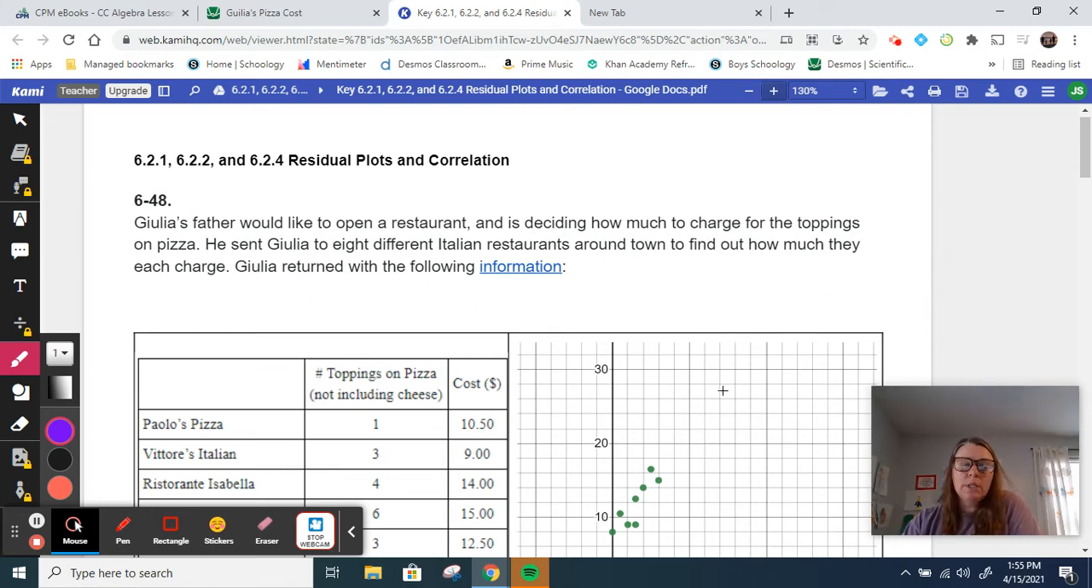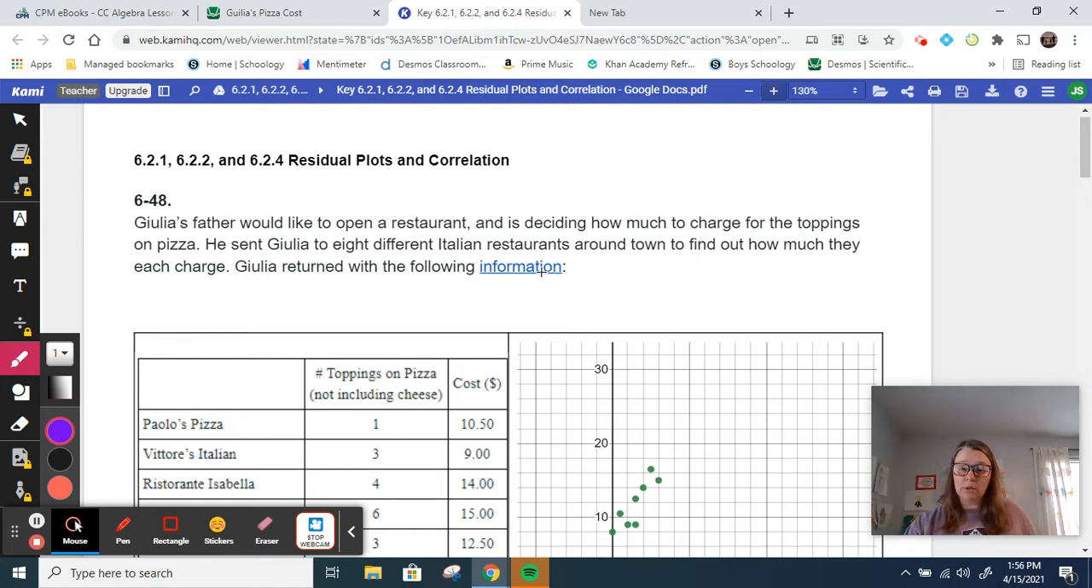Hi, algebra students. Today we're going to be talking about sections 6.21, 6.22, and 6.24, so residual plots and correlations. We're going to be looking at some more data and talking about some more details that we can give about that data. So let's take a look at this situation. Julia's father would like to open a restaurant and is deciding how much to charge for the toppings on each pizza. He sent Julia to 8 different Italian restaurants around town to find out how much they each charge. Julia returned home with the following information.